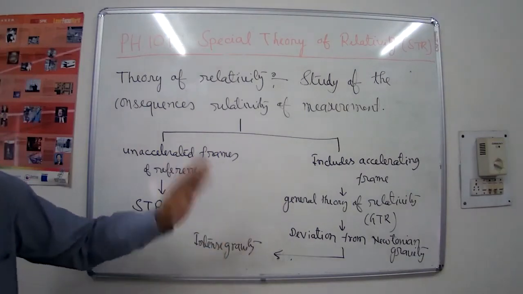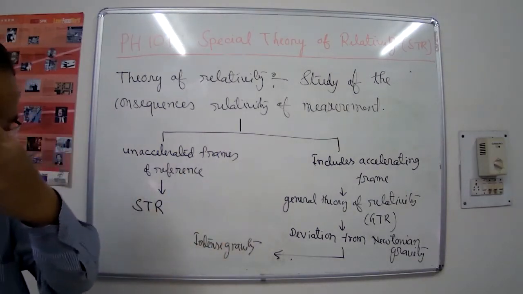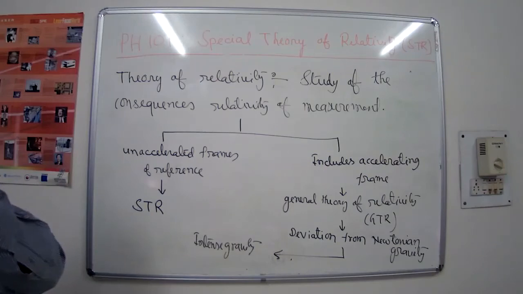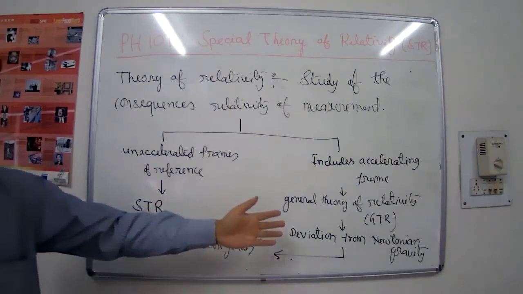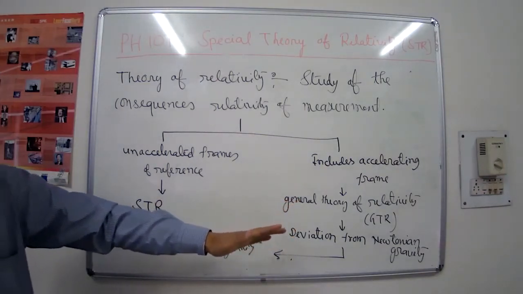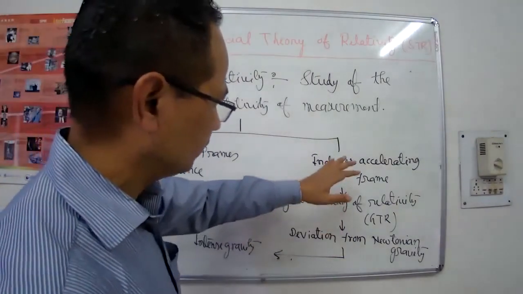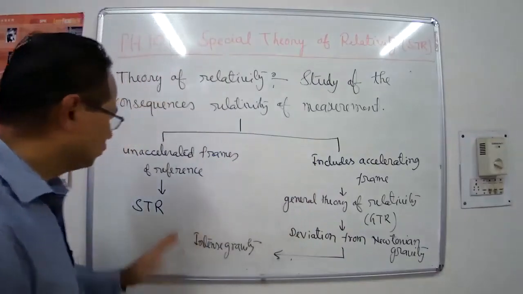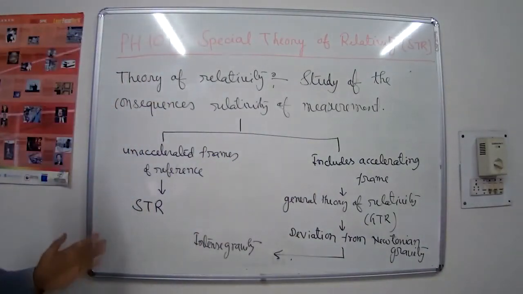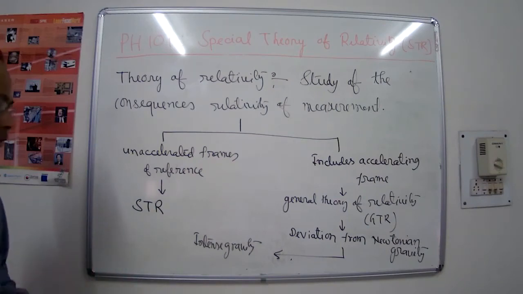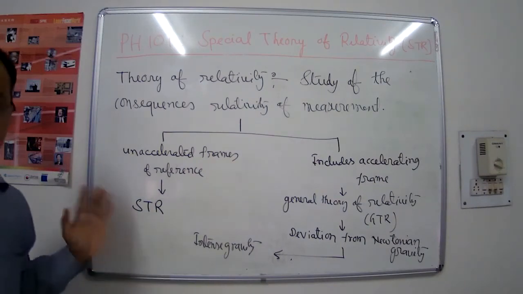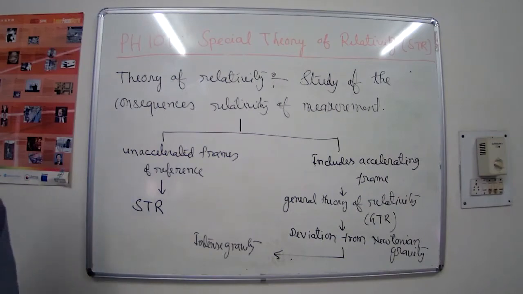And this can happen, suppose, in a black hole only, you can see this kind of activity where you need the general theory of relativity. But in any case, we are not going to consider accelerated frames in this course. We will be limiting ourselves only to unaccelerated frames of reference, or frames of reference which are moving with a constant speed, which is our special theory of relativity.